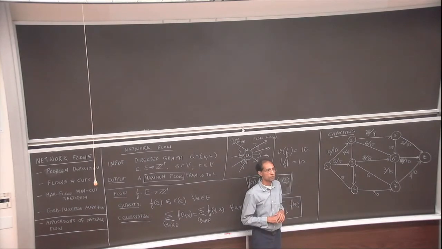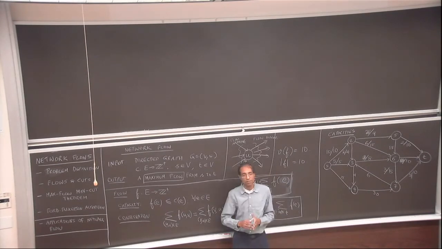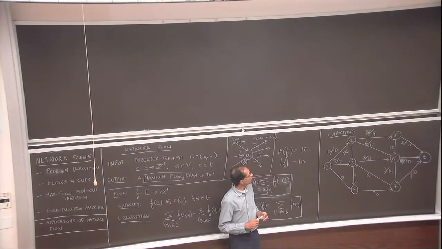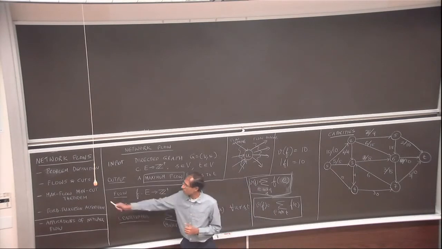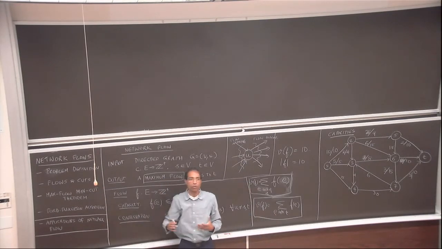Yes? Will the maximum flow of this network always be less than or equal to the capacity of all the edges leaving the source, or entering the sink? What do you think? Yes. Great. So that's a key observation, which we will enshrine in a more systematic way by capturing flows and cuts.